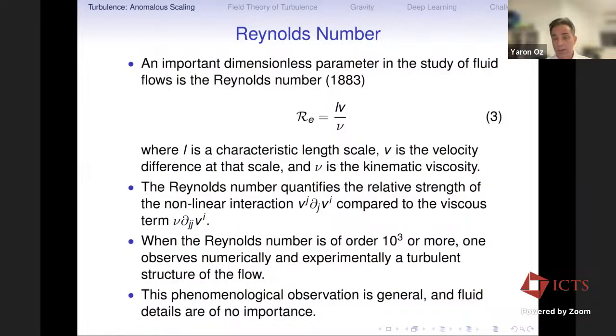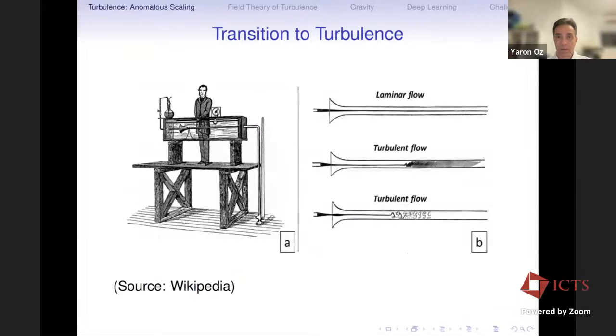And it's an interesting thing that this is a phenomenological observation, which is rather general, it doesn't depend on the particular type of fluid or whether it's air, et cetera, et cetera. And this is actually from Wikipedia, the experiment by Reynolds, where he took a tube and injected dye, and he saw that as he increases the velocity, he gets to the turbulent regime.